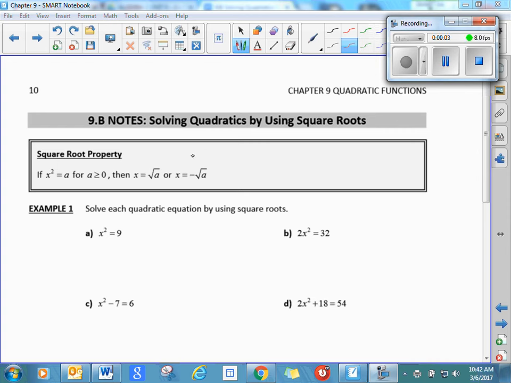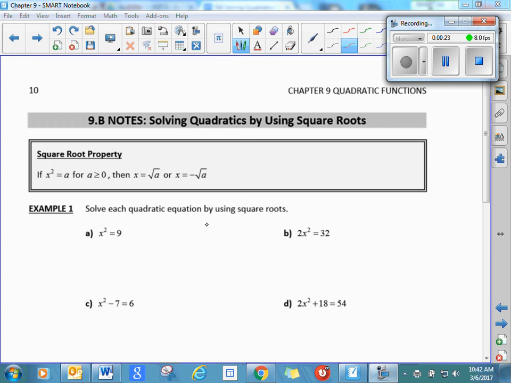Okay, here we are on page 26, 9b. So there's another way to solve quadratic equations. Of course, there's always lots of ways to solve math problems. There's not usually just one way. So we're going to introduce you to a couple of different ways to solve quadratics.